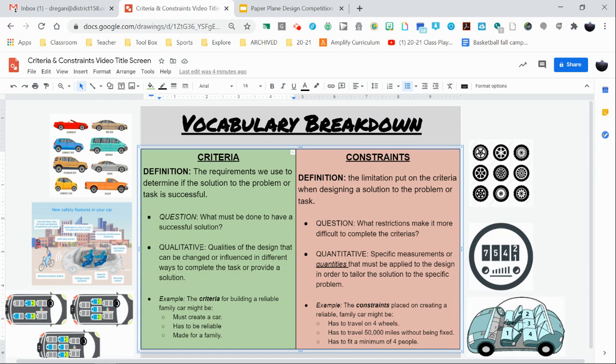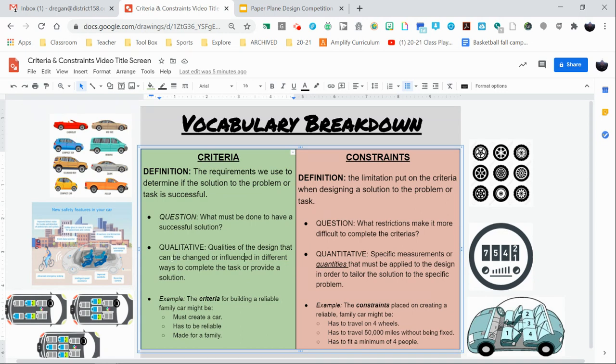We also need to look at the problem and the challenge or the task from a qualitative or quantitative lens. So qualitative, think of the word qualities, okay? So the qualities of the design that can be changed or influenced in different ways to complete the task or provide a solution. So this is looking at what we can influence, what we can change, what we have control over. On the other side, we have quantitative aspects. So in other words, quantitative things, think of quantities or numbers. So these are specific measurements or quantities that must be applied to the design in order to tailor the solution to a specific problem.